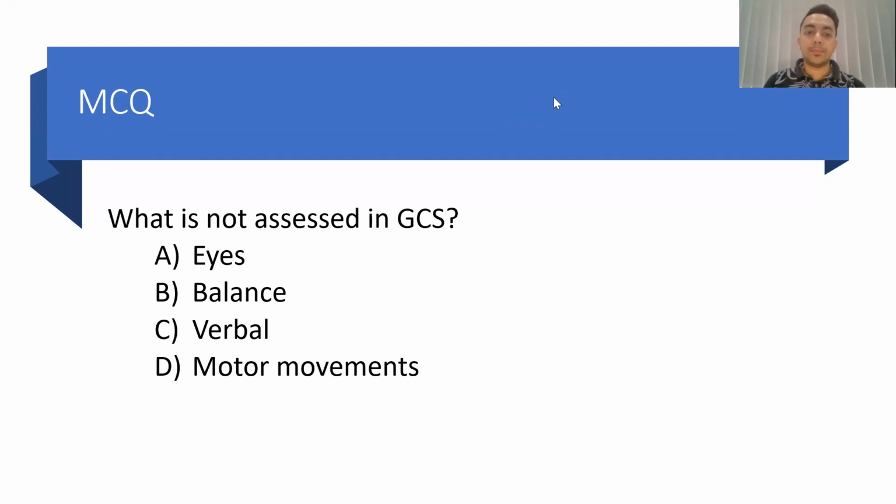Yes, it is B. So you don't check balance, because when you look at the GCS scoring system, you know that it is E, V, and M, and there is no B in it. So it's not balance.